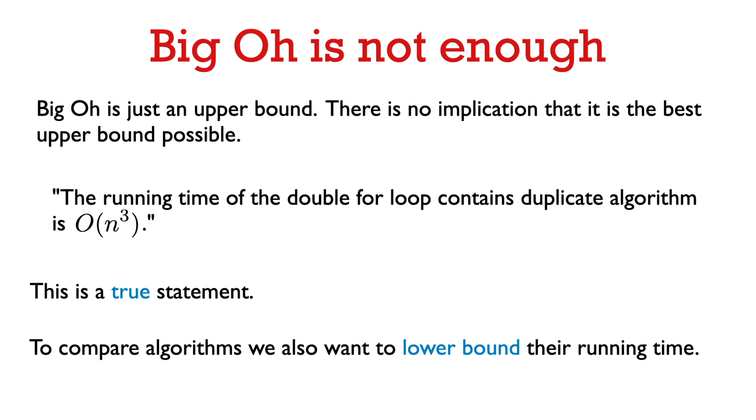Big O by itself is not enough to talk about the complexity of algorithms. It's just an upper bound, and there's no implication that it's the best possible upper bound. It's perfectly legitimate to say that the running time of the double for loop algorithm for contains duplicate is order of n cubed. This is a true statement. n squared is order of n cubed. To really be able to compare algorithms, we also need some way to lower bound their running time.